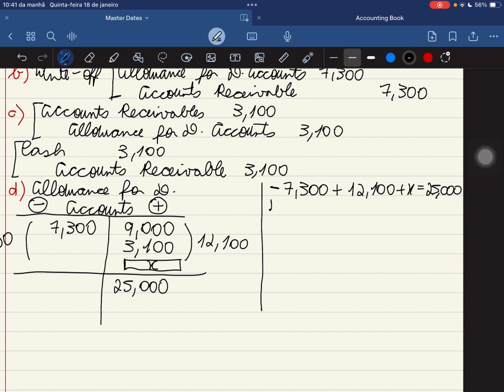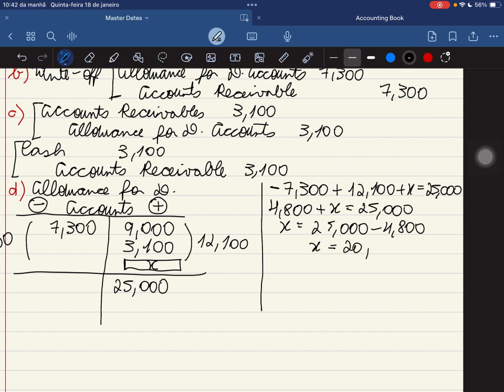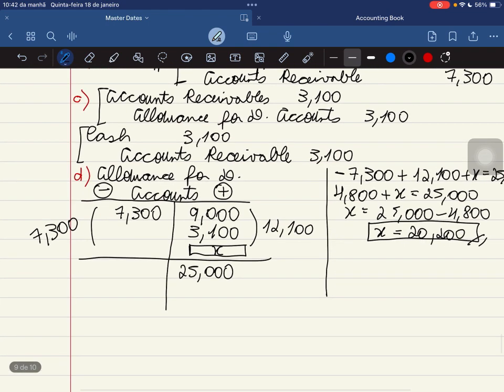Okay, 4,800 plus X equals 25,000. It's going to be 20,200. Yeah. And this value, ladies and gentlemen, it is your bad debts expense.